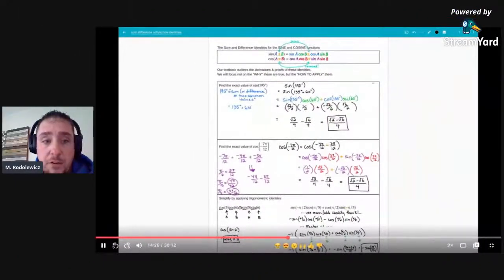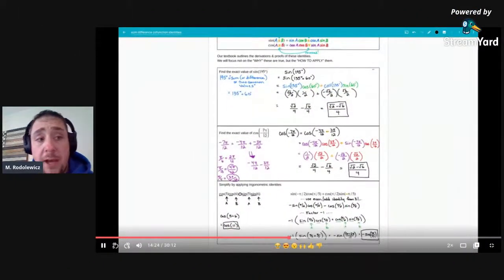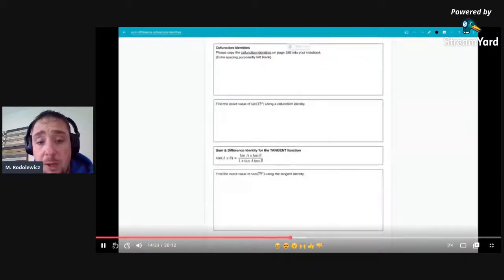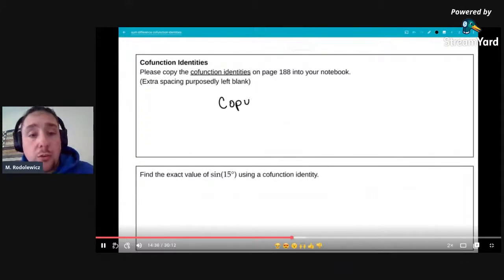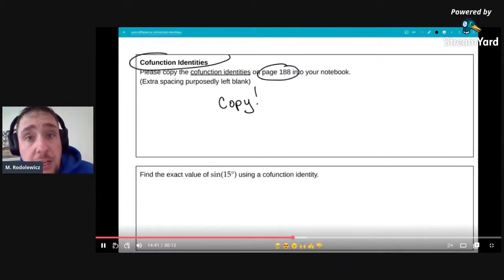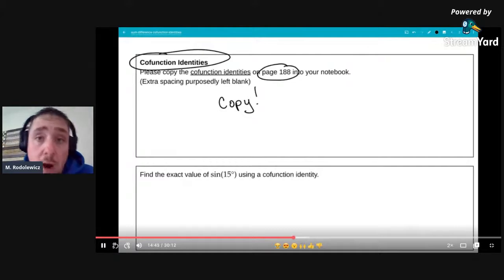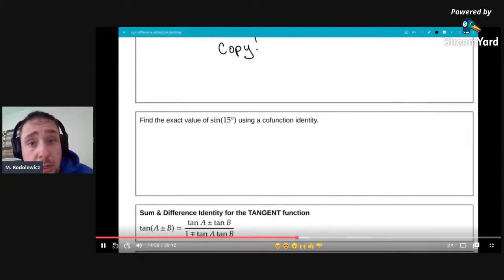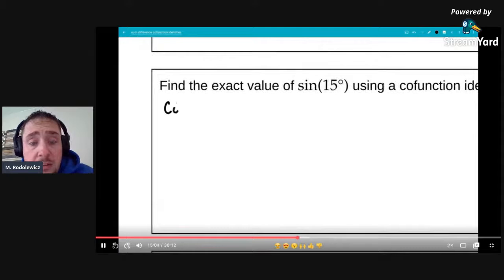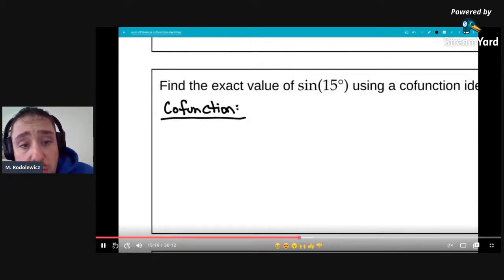So this is your first sheet. Please feel free to go back and watch whatever example you need to again. Also send me an email. I do ask you at this point to copy the cofunction identities listed in your book or online in the e-text, page 188. That's why I purposely left that spot blank for you to copy down. You can do the reading in the book to have a little more information about it, but I just want to use this time to do some examples.